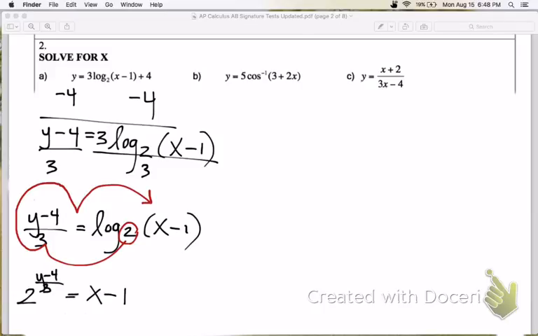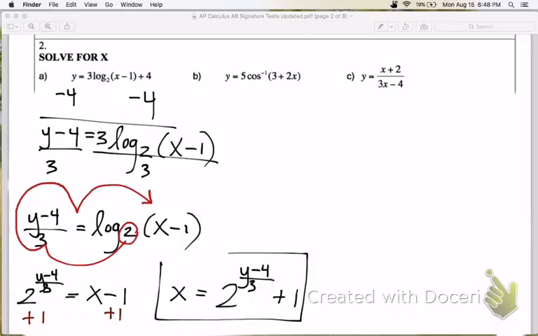And then last but not least, we're going to add 1 to the other side. And that should not be in the exponent, so that should be standing alone on its own. So we get x equals 2 to the power of y minus 4 divided by 3 plus 1. And that's how you isolate x for the first one.